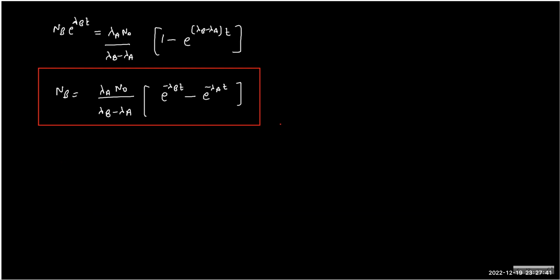Oh, everything is correct. So what was case one? Case one was when lambda A is much bigger than lambda B, right? When the decay rate of A is very fast. So in that case, what do we get as the answer?